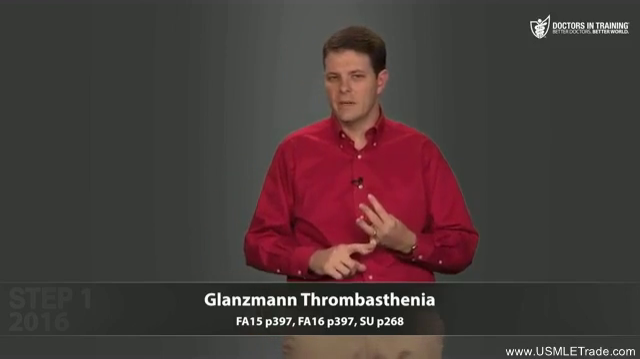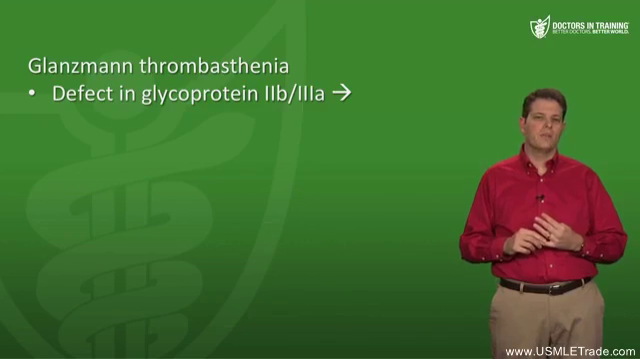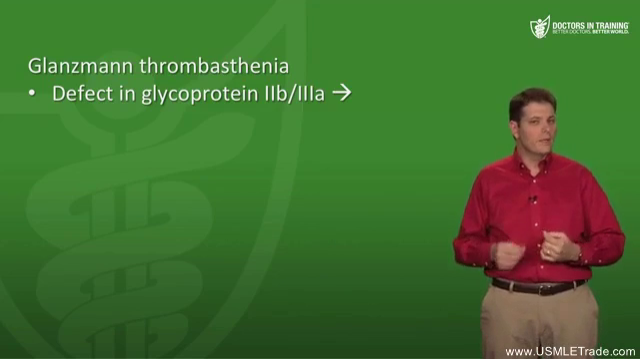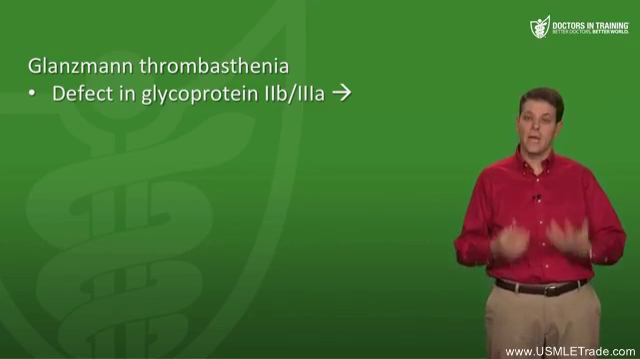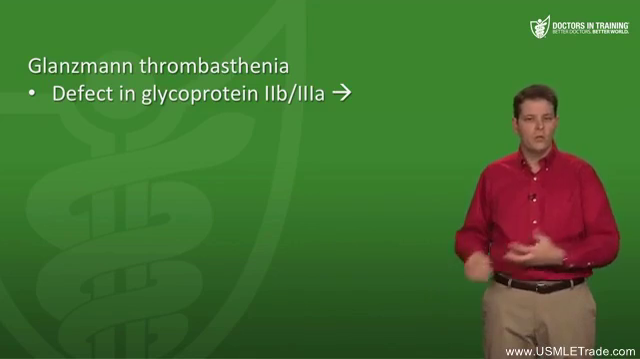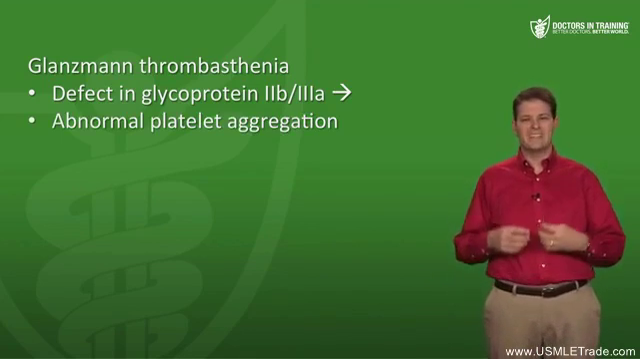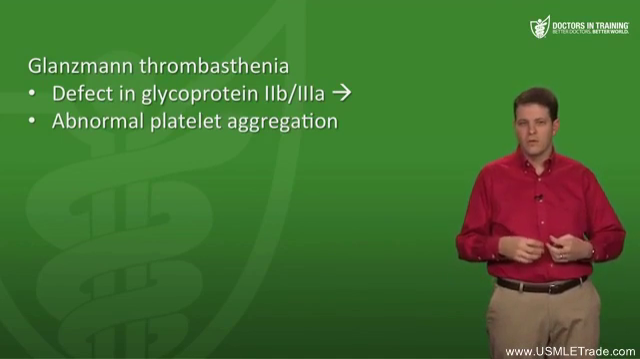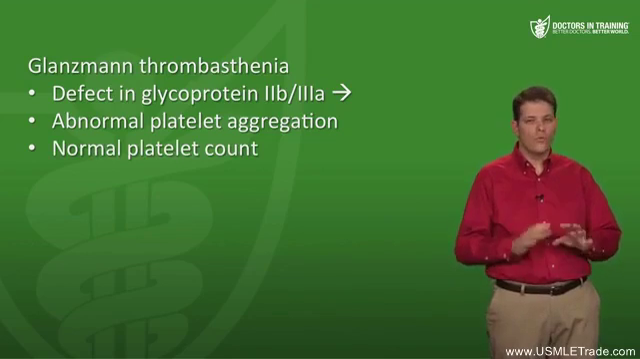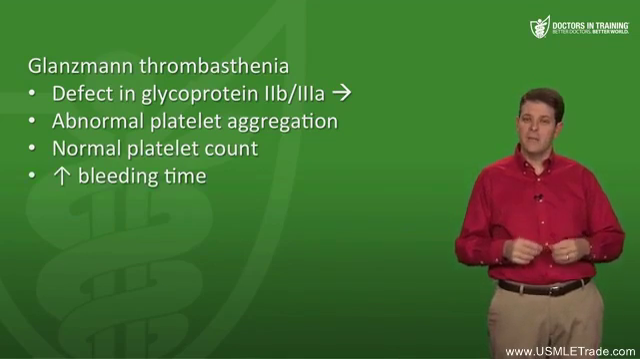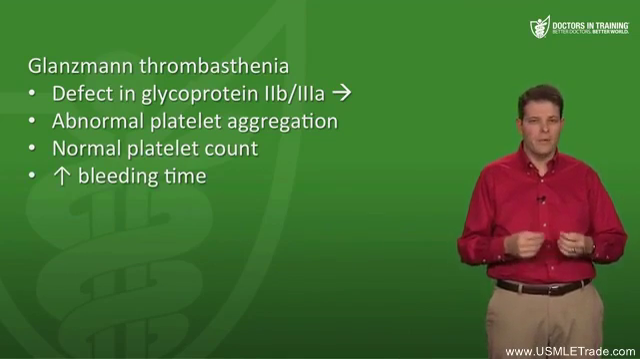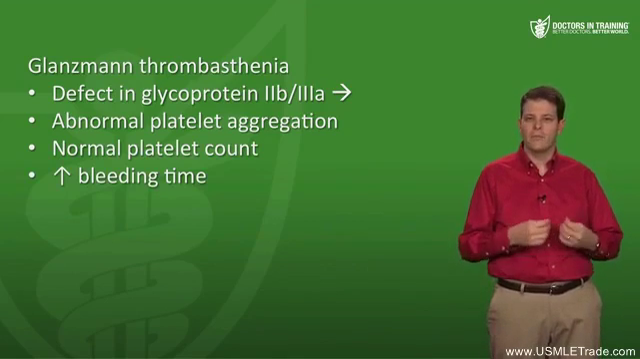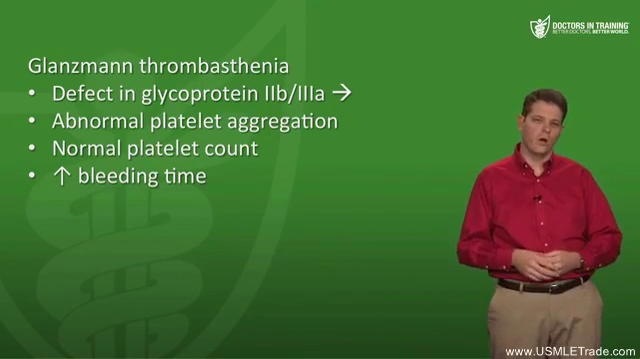And then our fourth platelet disorder is called Glanzmann's thrombasthenia. This is a defect in glycoprotein 2b3a. So what platelet process will that affect? Aggregation. Platelet adhesion is normal, platelet activation is normal, but the platelets can't aggregate normally. So here the platelet count is normal, there's no thrombocytopenia. But the bleeding time is still going to be increased because again, without platelet aggregation, you can't form a platelet plug. So bleeding time is prolonged.